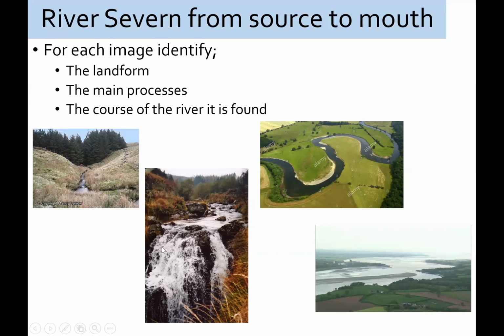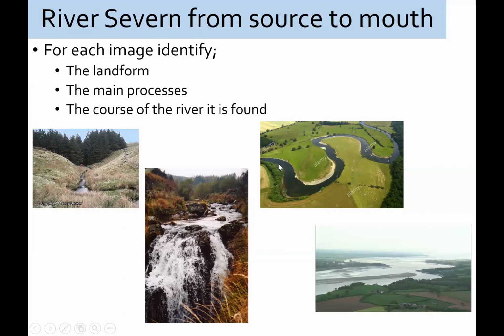Next one here, we have your waterfall. And your waterfall, again, made by erosion. When you've got harder rock on top of a softer rock, the softer rock erodes, creating a plunge pool, creating that overhang of the rock above, which would then collapse. The waterfall would retreat, creating a gorge. And the waterfall on the River Severn is called the Severn Breaks its Neck, and that also is found in the upper course.